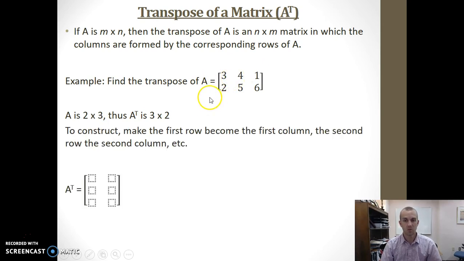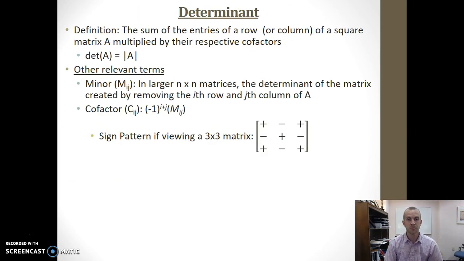So I'm going to take that first row and I'm going to plug it in for my first column in order, 3, 4, and 1. Then I'm going to take that second row and I'm going to plug it in for my second column in order, 2, 5, and 6. And that's my transpose, which you will work with from time to time with matrices in linear algebra. So it's good to know what a transpose is and how to use it.